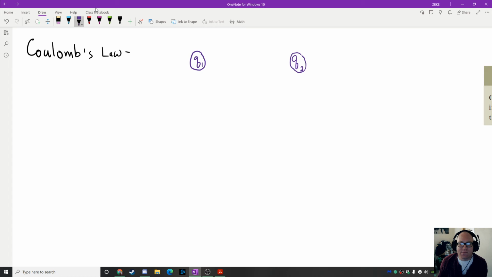Okay, so what we need to know is the distance between the objects. If we connect the centers of the objects, we need to know that distance between the two of them. Let's draw a line like that. We'll call that distance R.